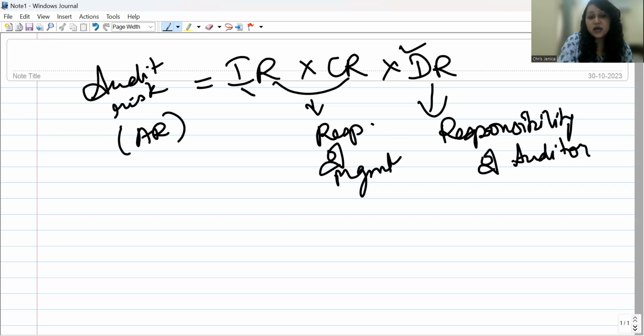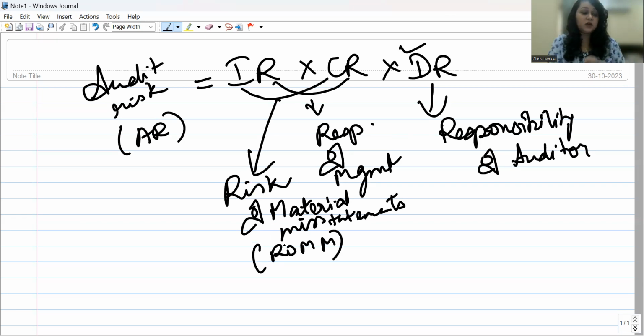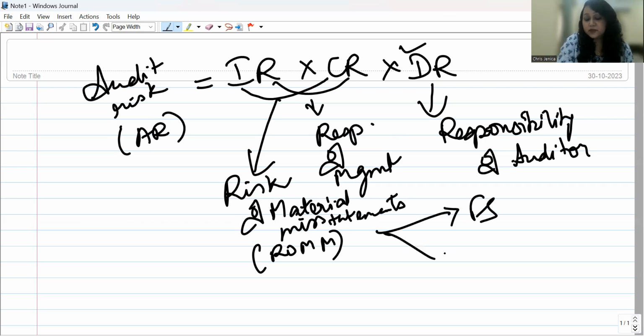Now, inherent risk and control risk together are called the risk of material misstatements, or it's called ROMM. Now, risk of material misstatement can be found at two levels, that is the financial statements level or the assertion level.